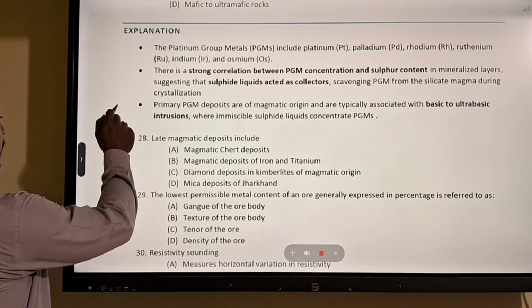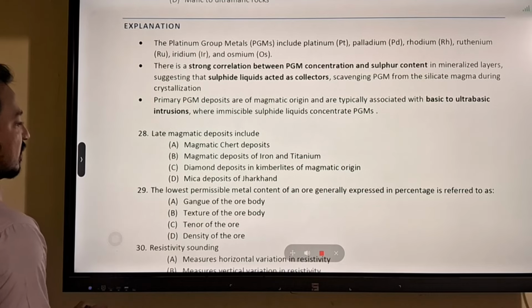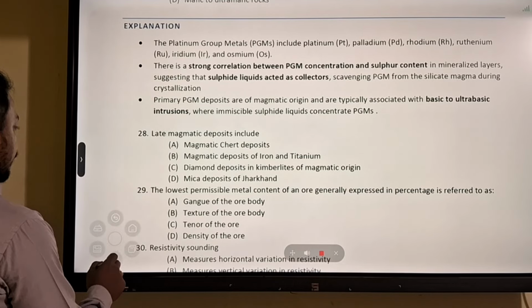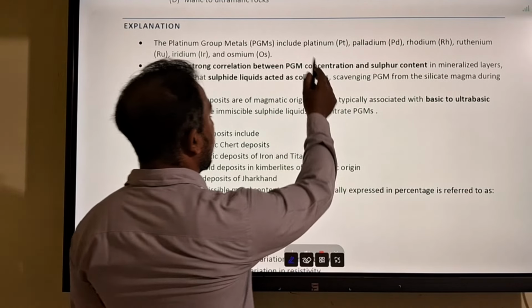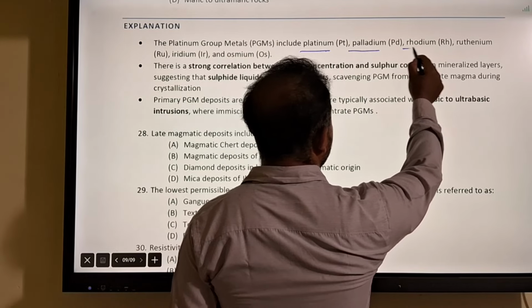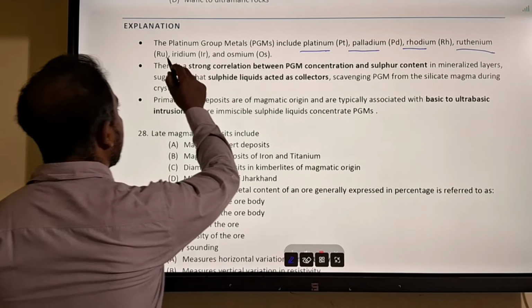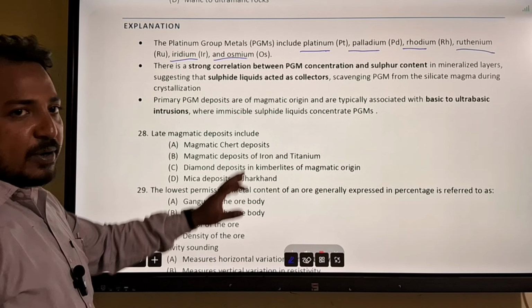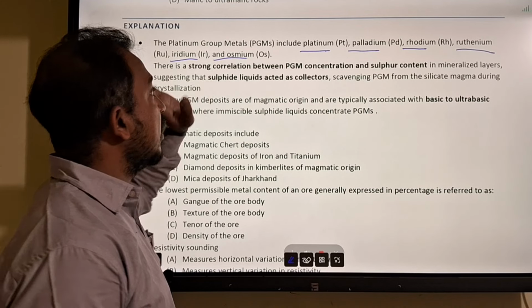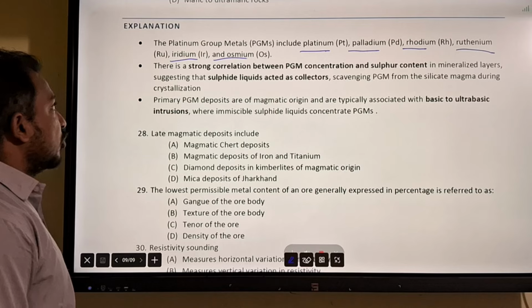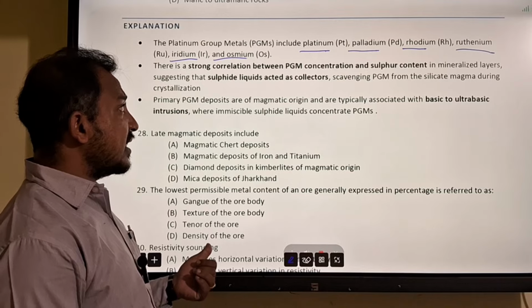So what is platinum deposition? It belongs to the platinum group of metals that we call PGM, which include platinum, palladium, rhodium and ruthenium, and iridium and osmium. These belong to PGM. Remember, it is very important. PGM deposition.